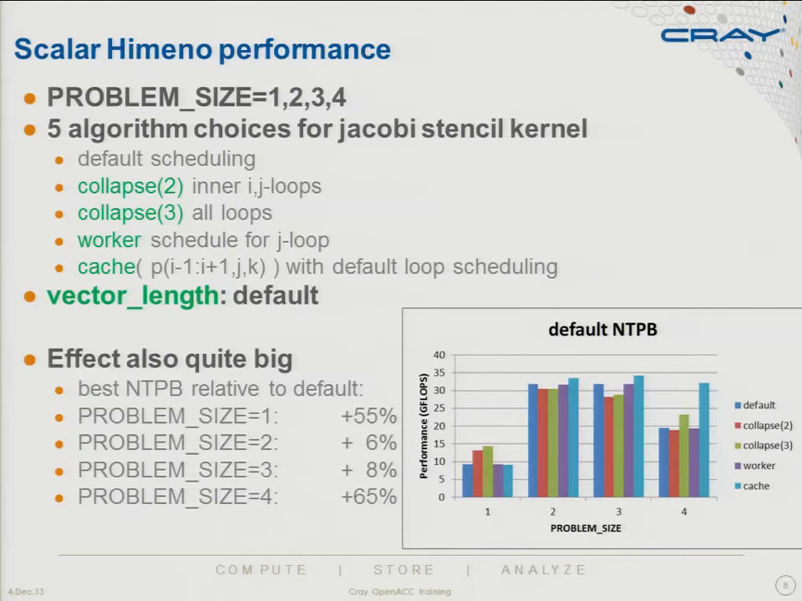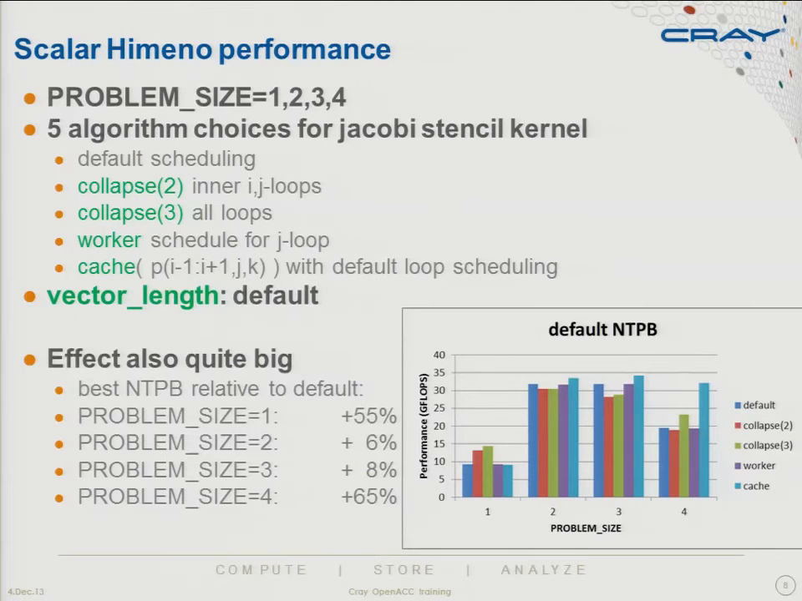The vector length, just leave it as a default. And what happens? So here's for each problem size, I've got my 5 different algorithms. Again, which is best depends on the problem size. So the blue is the default here. So how does it compare? Well, compared to the default, collapse 3 gives me a 55% performance increase for the smallest problem size.